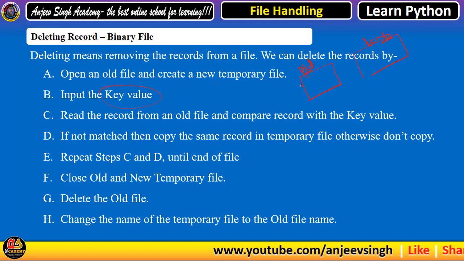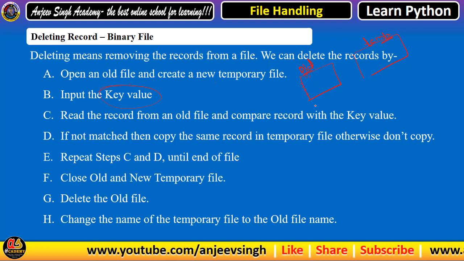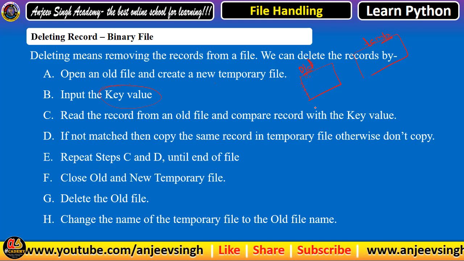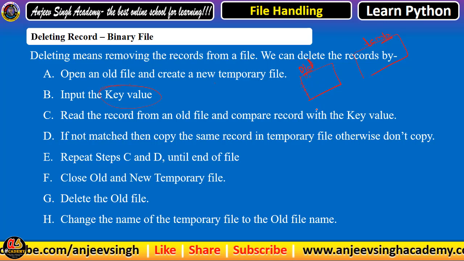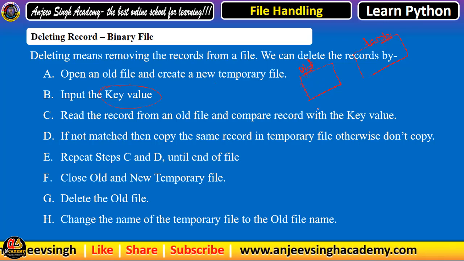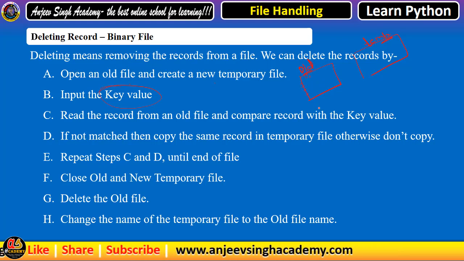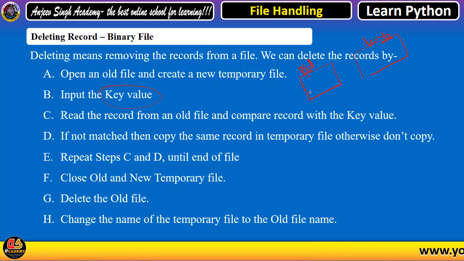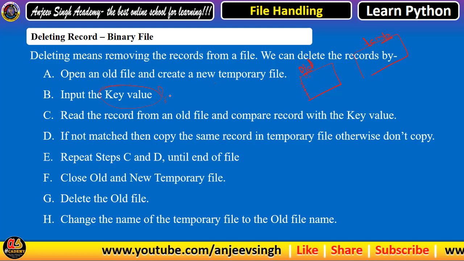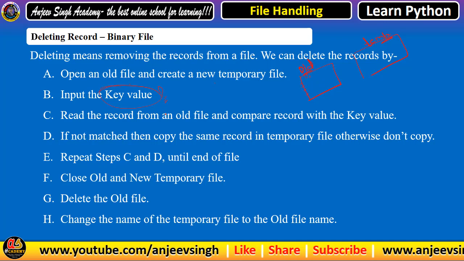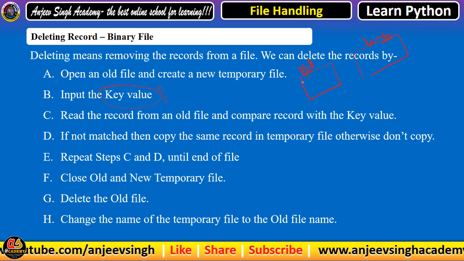If I want to delete a record, definitely there is some criteria. On the basis of criteria only we are going to delete the record. You can't delete any record without any criteria. Either you say this is the first record, this is the last record, this is the second record, or this record has this ID, or this record has this name, address and mobile number, etc. First of all, you have to decide a key value on the basis of which you will delete the record. Now what you have to do, you have to read.